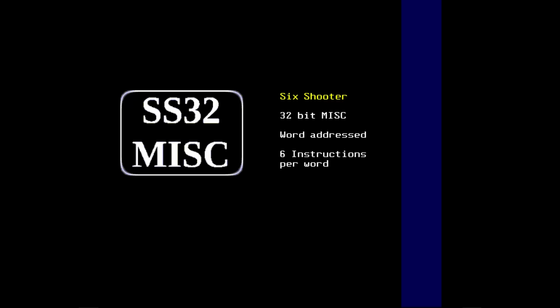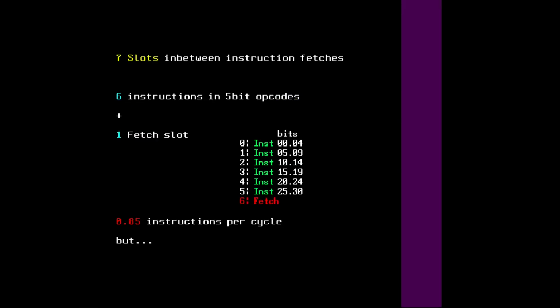It's a 32-bit MISC, minimal instruction set computer. It's word addressed and it has 6 instructions per word. These instructions are divided into 7 slots per execution cycle. We have 6 instructions that are executed and 1 fetch slot. As you can see, each instruction is 5 bits, and finally in the 7th cycle, we have a fetch instruction for the next cycle.